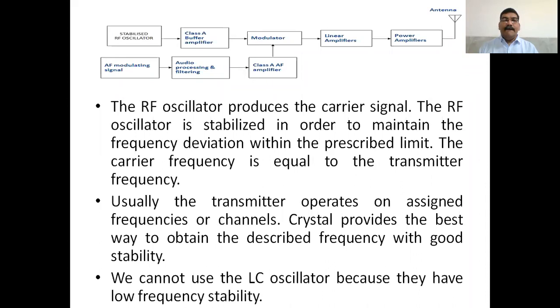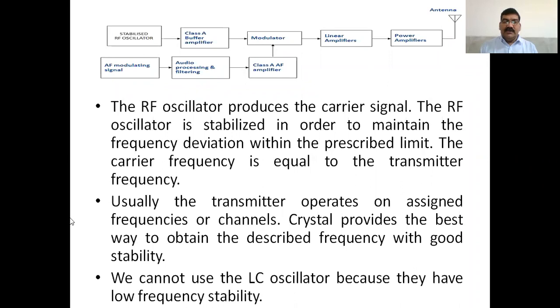The RF oscillator produces the carrier signal. The RF oscillator is stabilized in order to maintain the frequency deviation within the prescribed limit. The carrier frequency is equal to the transmitter frequency. Okay, wait, please be slow. So the RF oscillator is given. Its role I have already mentioned. The frequency deviation we restrict by stabilizing.